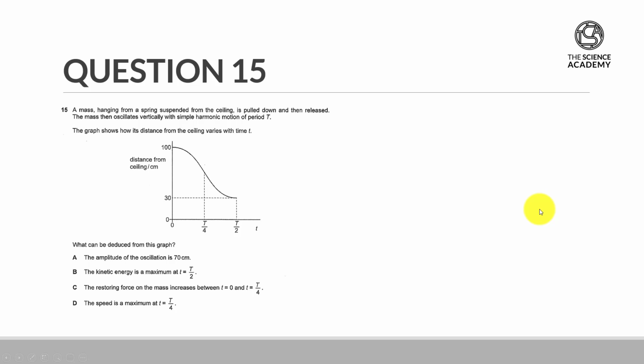In this question, they tell us that we have a mass hanging from a spring that is suspended from the ceiling and is pulled down and released. Because the question tells us that it is pulled down and then released, basically, we are going to get, for its displacement, a cosine sort of relationship.